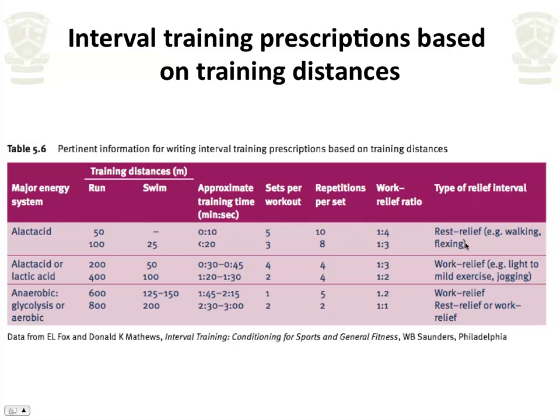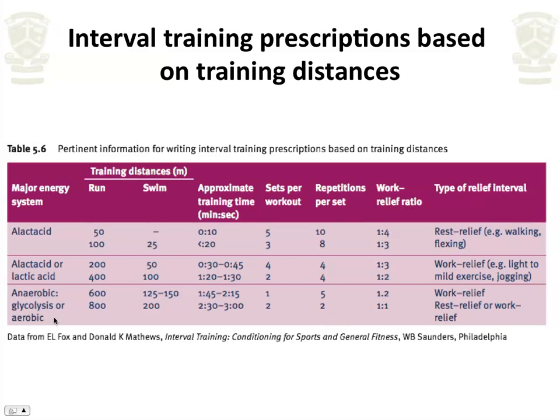And the type of rest could be, they might be walking around, they could be stretching, or they could just be sitting still. So that's an example there. Same for the lactic acid system. So let's just say a 200 metre run. There's the time frame which they're going to do it in. 4 sets, 4 reps, is going to be 1 to 3. So if it's 30 seconds to complete it in, they're going to get a minute and a half rest.